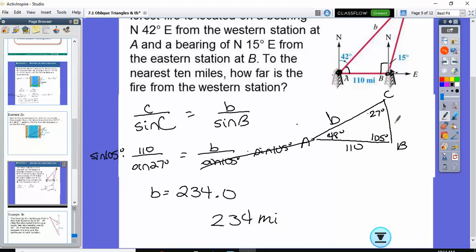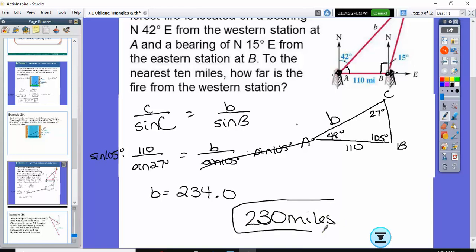Because oh wait, I said nearest 10 miles. So what would I round that to? Nearest 10 miles, 234 would just round to 230. Any questions there?